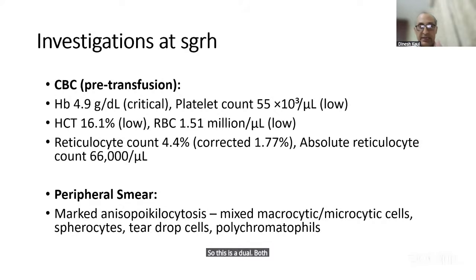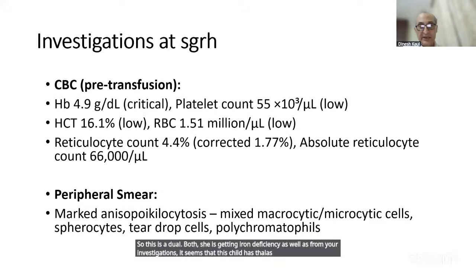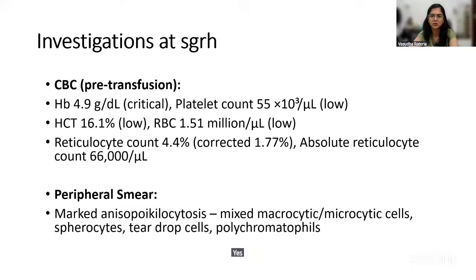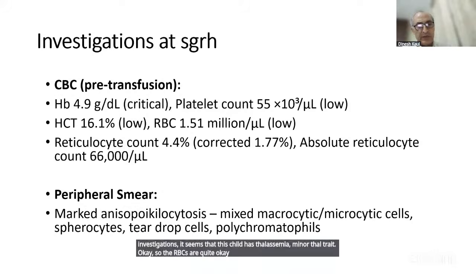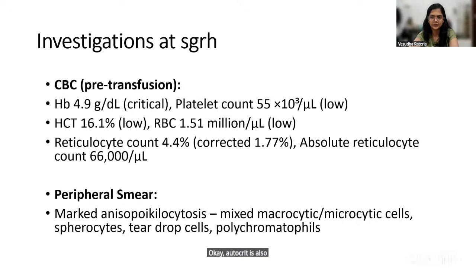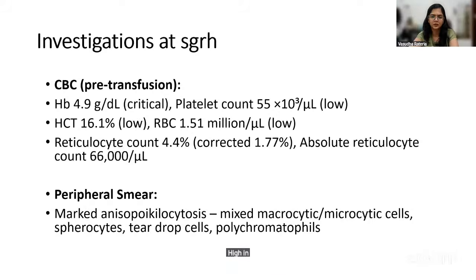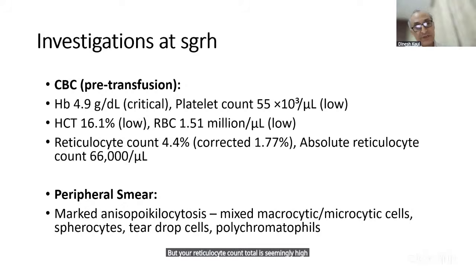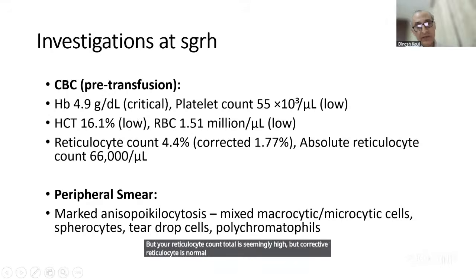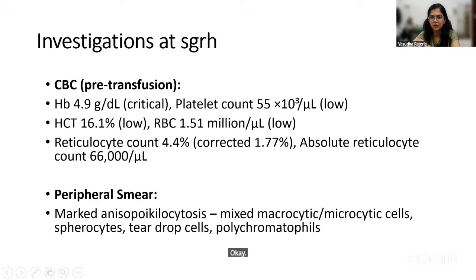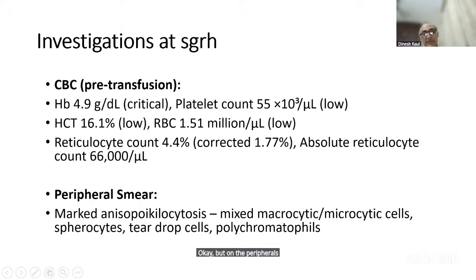So this is a dual picture: she is getting iron deficiency, and from your investigations it seems that this child has thalassemia minor, thal trait. The RBCs are quite in keeping with the low hemoglobin. Hematocrit is also low. So this is definitely an iron deficiency anemia. But your total reticulocyte count is seemingly high, while the corrected reticulocyte count is normal. But on the peripheral smear, you are now getting a mixed macrocytic microcytic picture.